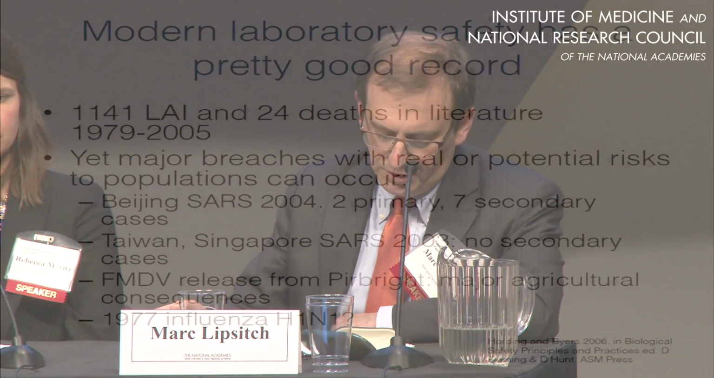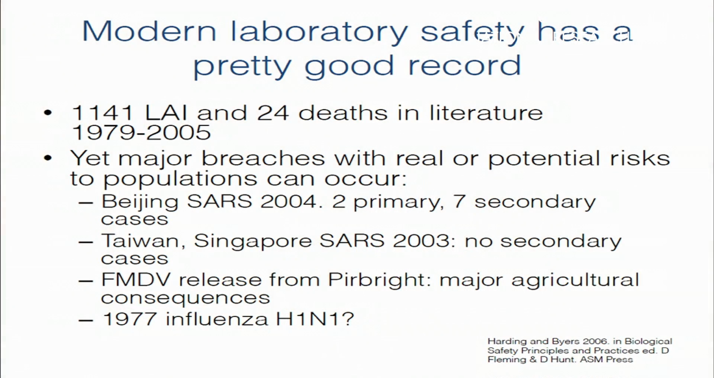In mortality terms, modern laboratories overall have a rather encouraging safety record, as Mark Dennison said in one of the question periods. Over 26 years up to 2005, about 24 people died of laboratory-acquired infections. Yet there have been some major breaches in BSL-3 or higher containment. The 2007 Pirbright accident with foot and mouth disease caused months of major economic losses for British agriculture. In 2004 in Beijing, as you heard, there was an outbreak of 9 cases of SARS, and it is thought that the 1977 reemergence of H1N1 flu resulted from a laboratory accident.